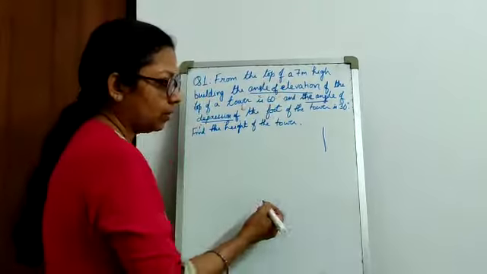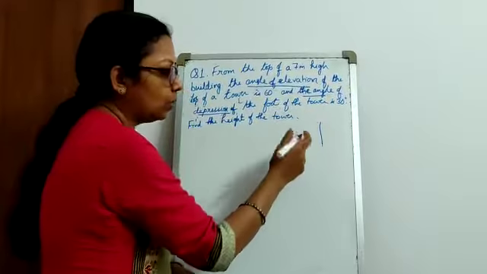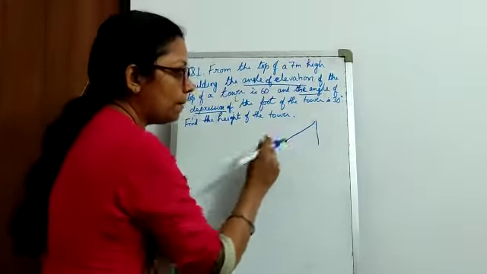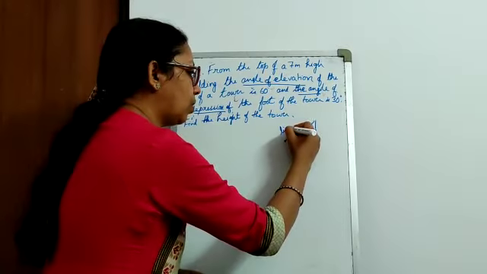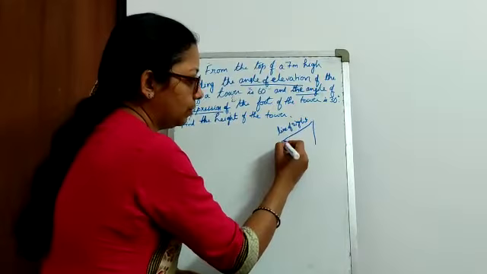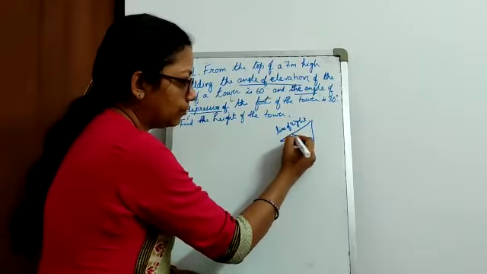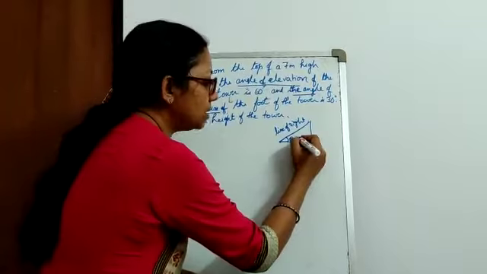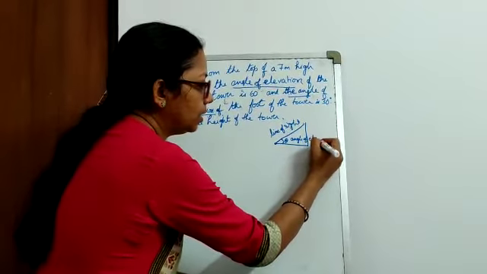Suppose I have a tower and I am looking at it from the ground. I am looking at the top of the tower. So this is my eyesight, and this is known as the line of sight. And when I draw this horizontal line, this angle formed, when I am looking up, is known as the angle of elevation.